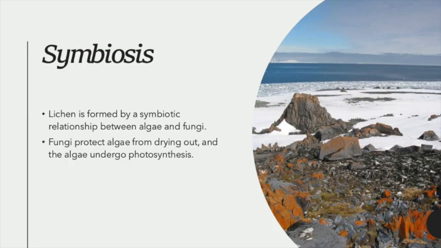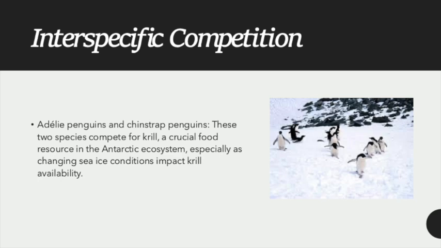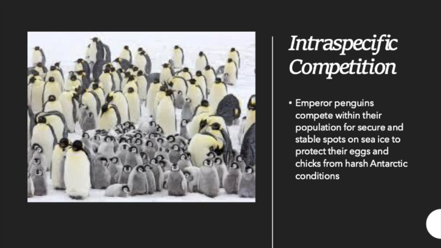An example of interspecific competition is Adelie penguins and chinstrap penguins. These two species compete for resources such as food and land space. An example of intraspecific competition is emperor penguins competing with their population for stable spots for ice breeding.